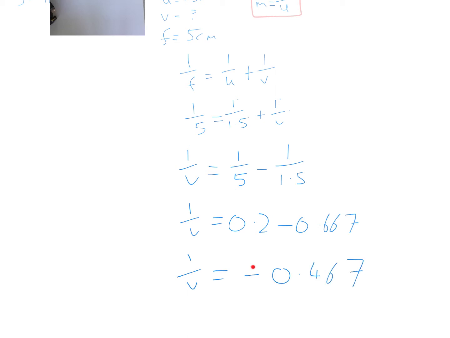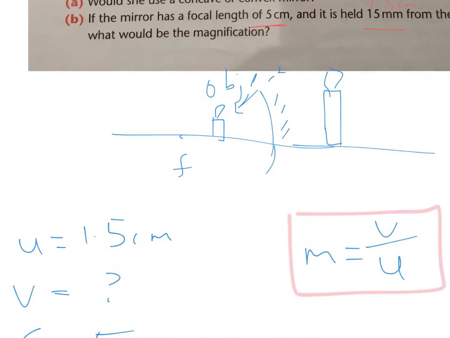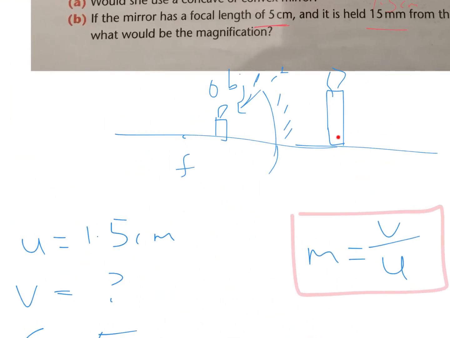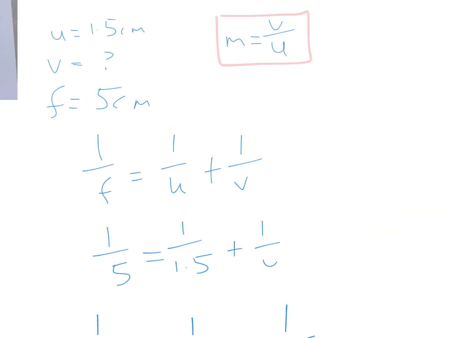Now I'm ending up with a negative value on this side, which might be cause for me to pause and think about whether or not that makes sense. So if I end up with a negative value for V, my image distance, would that make sense in this question? And actually it would, because the image is behind the mirror, so it's a virtual image. And that means we're going to have a negative V value. So I'm happy enough to keep going with the question now at this point.